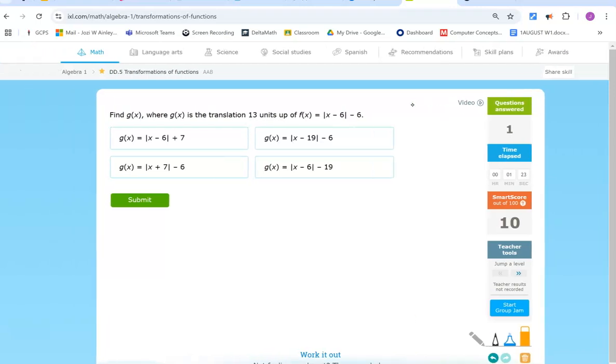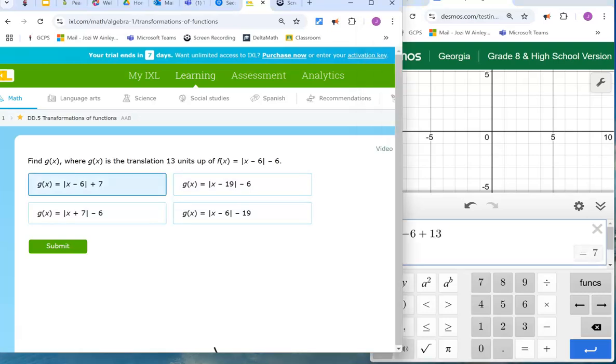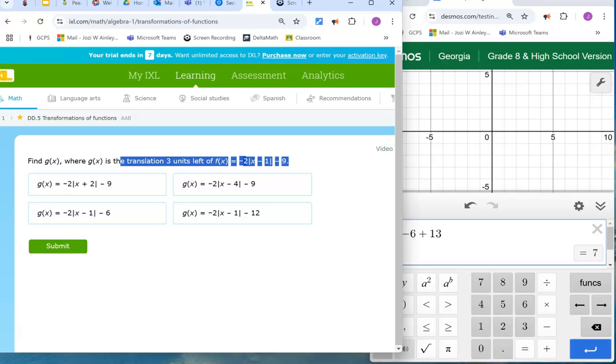All right, so now I have another one. I have a translation 13 units up. So what does that mean again? Going up is in the y-axis. That's going to be vertical. That means that I'm going to be outside again the parentheses, absolute value. So these are the parentheses right here. So this is the number that it's affecting outside. And what am I doing? Adding 13 to that number. So if I'm adding 13 to that number, again, put that in the calculator. So that's going to be negative 6 plus 13. I should have a 7 outside our parentheses. That's going to be this one. Everything else matches.